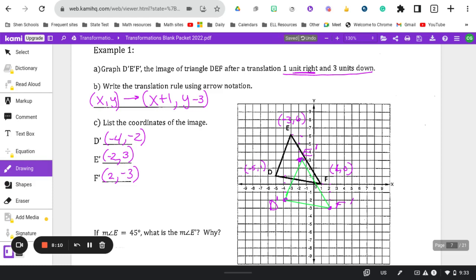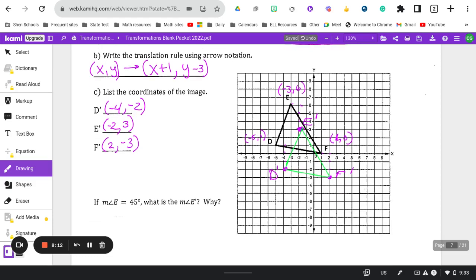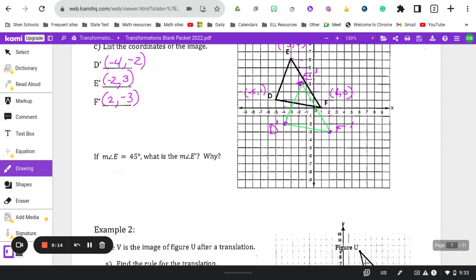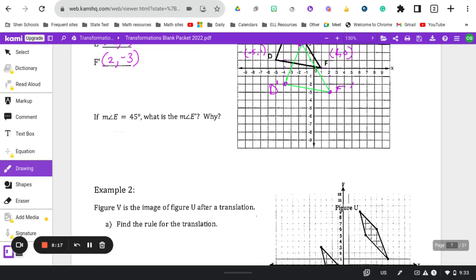So either method will work, and which one you use might depend on what the function rule or the translation rule is. Now it says if the measure of angle E is 45 degrees, what is the measure of angle E prime? So again, pause the video, maybe talk to your partner, think about what the answer would be and why. Okay, so if you said the measure of angle E prime equals 45 degrees, you are correct.